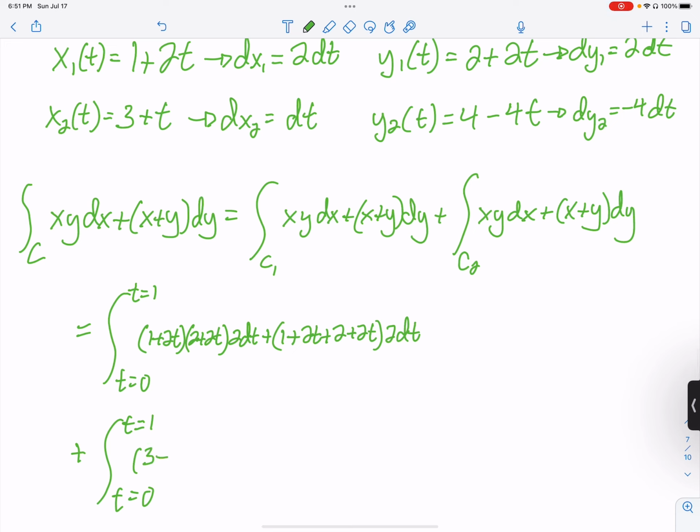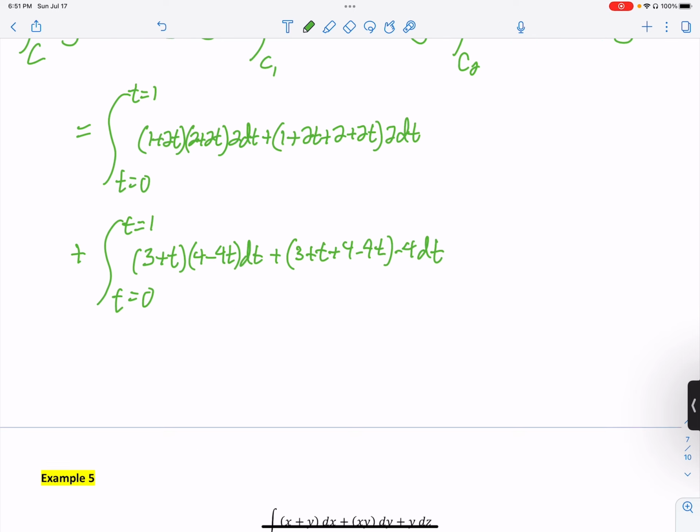So now I have 3 plus t times 4 minus 4t times dt, that's dx, plus those added together, 3 plus t plus 4 minus 4t, all times dy, and that was negative 4 dt. All right, what you do is just combine like terms. Your dt's can be factored out and put together. So if you wanted to, put all your t's together there, multiply them out, add them, put it together. Then you'd have one integral with dt, then you'd have the second integral with dt. All that works out to 22 over 3.